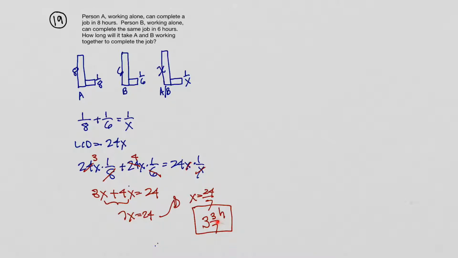Now, just as a note, I'm going to write the answer like this. I'm not going to say, here's the answer, x equals 3 3/7. I don't want to write it like this because we're being asked, how long does it take? I'm not going to say x equals. I'm just going to say the number.